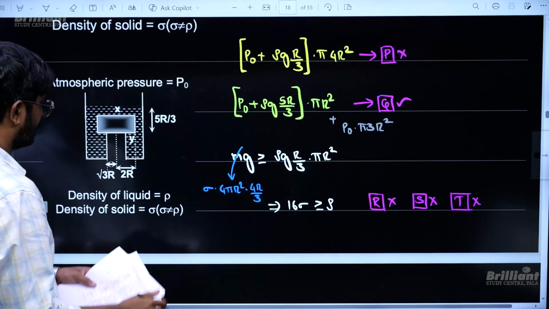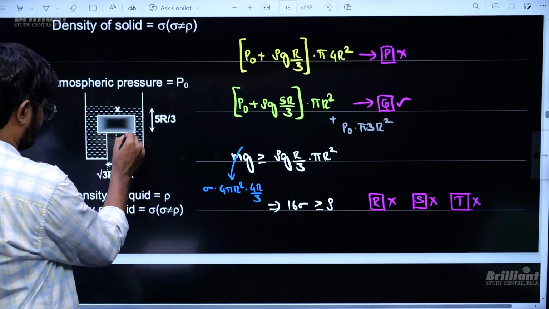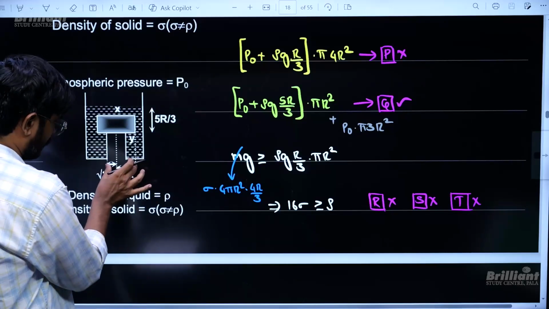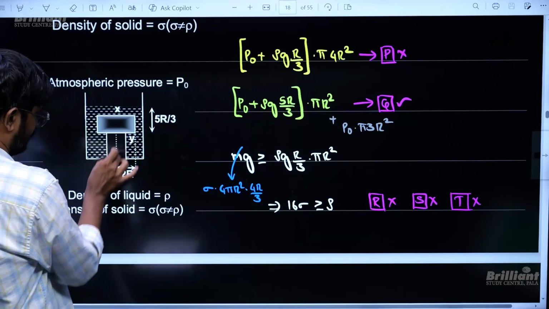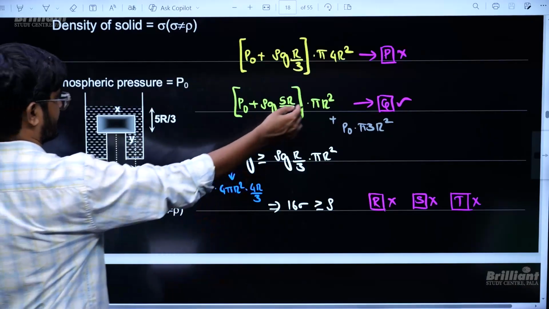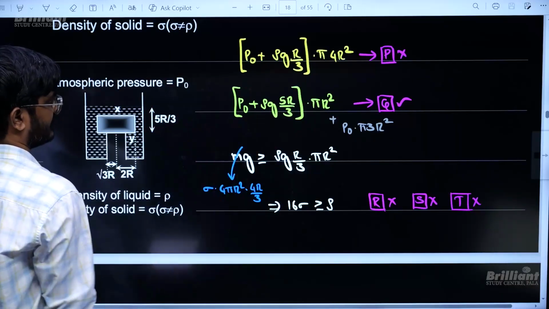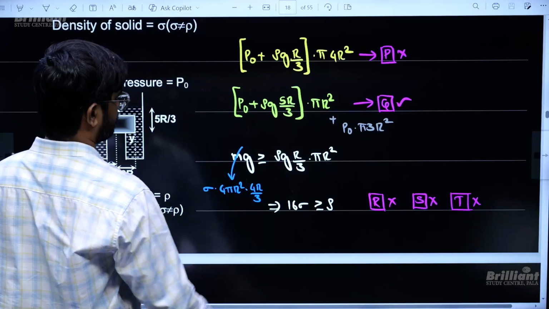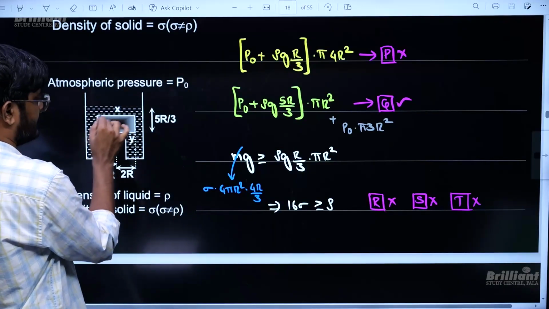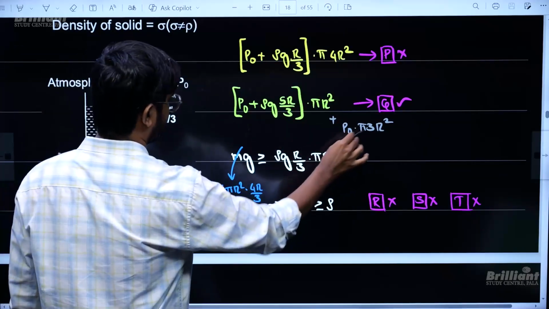Now, similarly they were asking about the area which is in contact with the liquid. The area in contact with the liquid is only pi r square, that is pi into 4r square minus pi into 3r square. So only pi r square is the area here. The pressure there is going to be P naught plus rho g into 5r by 3, right. So this is the force here, but if I want to talk about the total buoyancy force, which includes this pressure force also, that I included here.